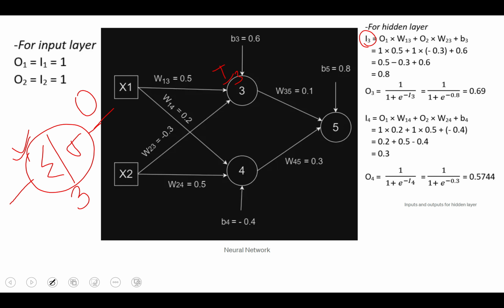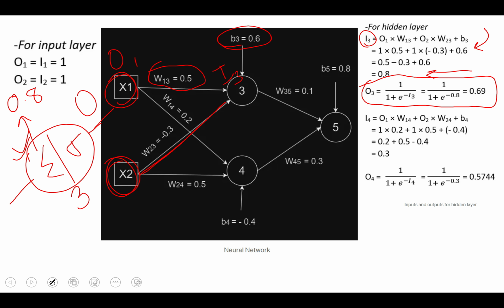So to evaluate the weighted sum, I3 will be equal to O1 multiplied by weight 13, and O2 multiplied by weight 23, plus the bias of 3. Everything is written here, you can check, and then the evaluation will give you some output. Currently we have the output for this, that is 0.8. Now for this 0.8 we need to apply the sigmoid function, basically this activation function, and then ultimately we will get the output that will be 0.69 evaluated.